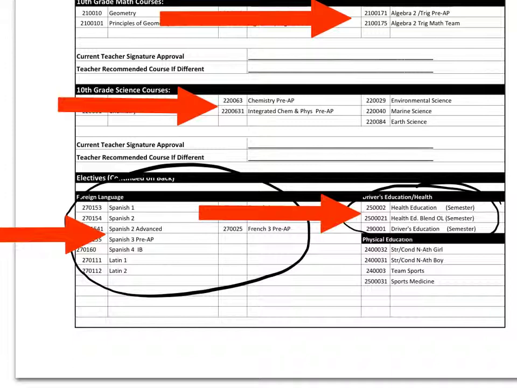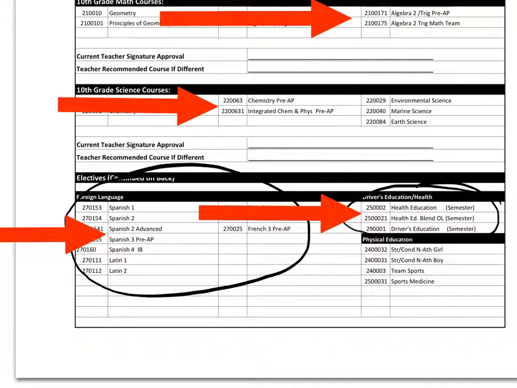Some folks who are committed to a lot of different things also take health during the summer, which is an option, either face-to-face or blended online. Driver's ed is also available during the summer. So summer school is an option, but I don't want you to feel like you have to take summer school to be an IB student. Most of your decisions are on the front of your form.